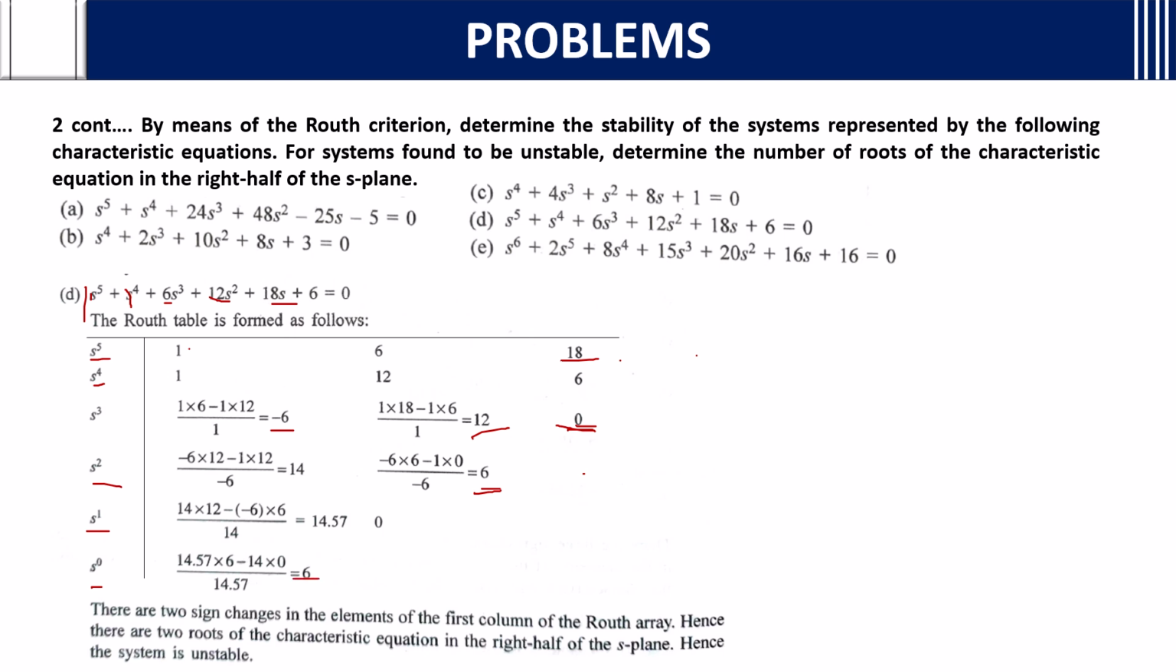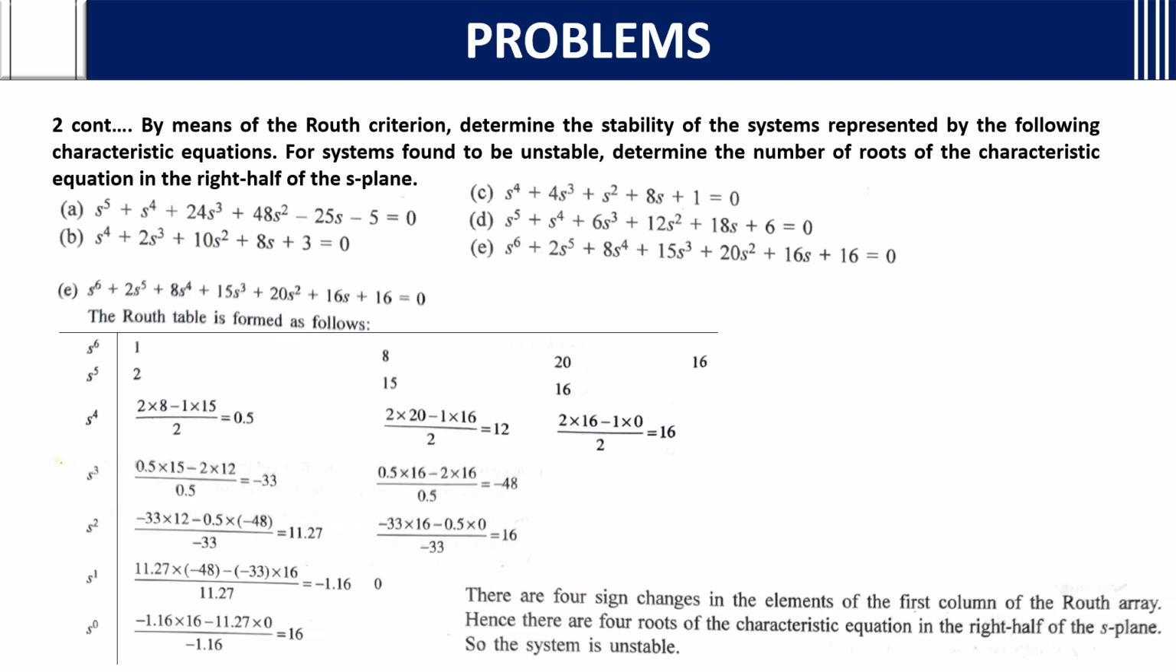Again, if you see in the first column, not all are positive signs. There is a negative sign, so the system is unstable. So how many sign changes? Positive to negative, negative to positive. 2 sign changes. So it means 2 roots of the characteristic equation are on the right half of the S plane.